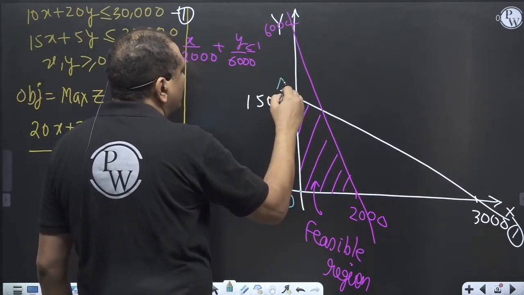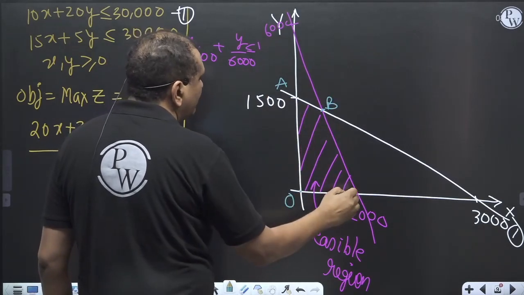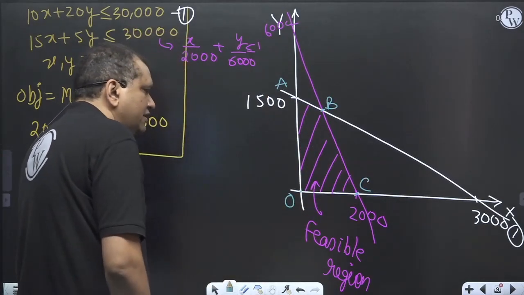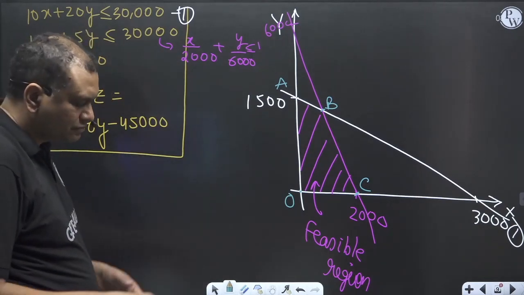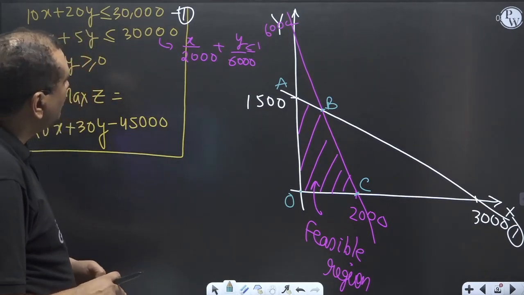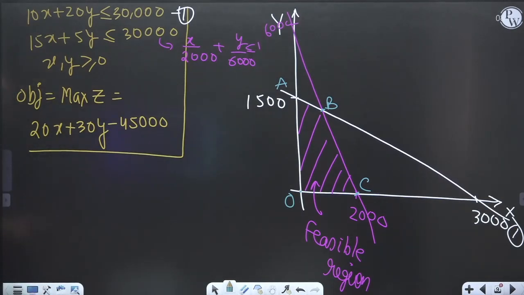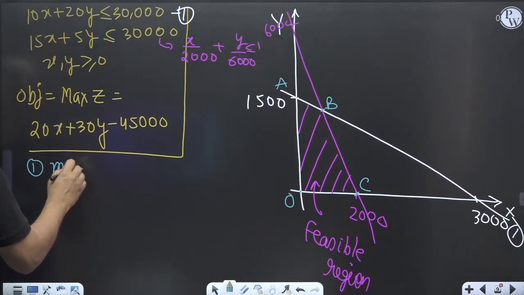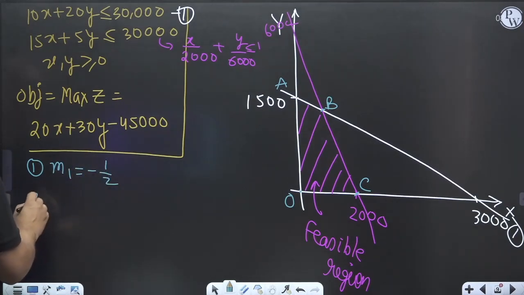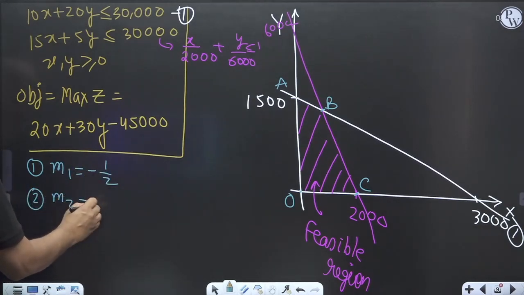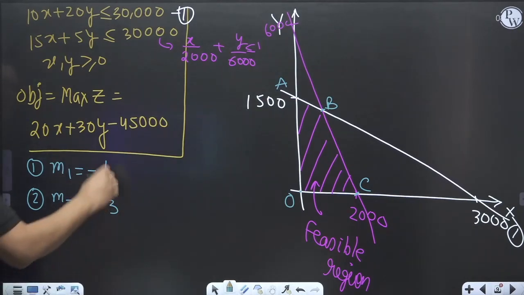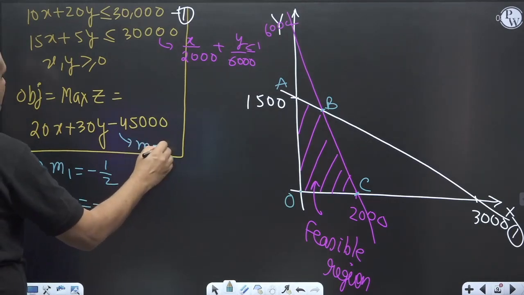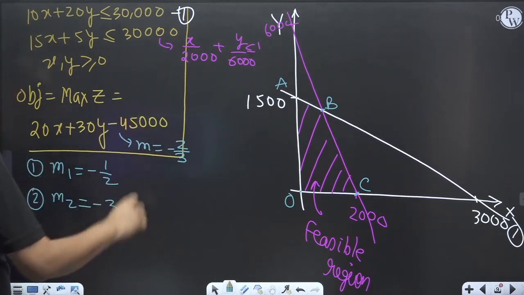O, A, B, C. All right. So now let us go by the slope method. The slope is minus 1 by 2. The slope is minus 3. And the objective function slope is minus 2 by 3.